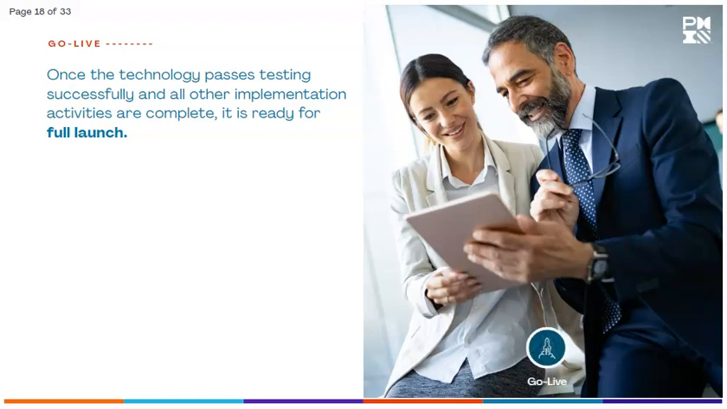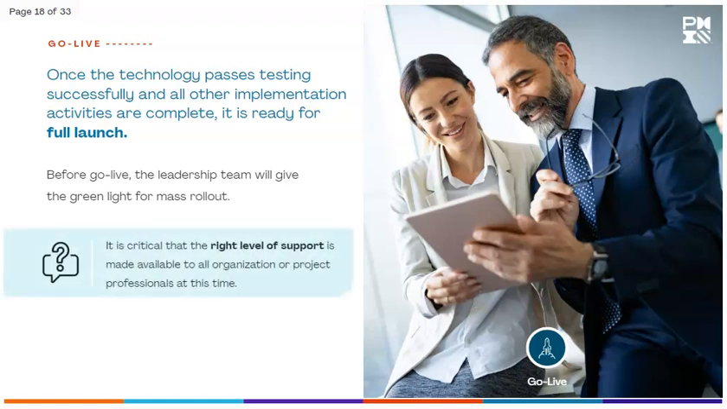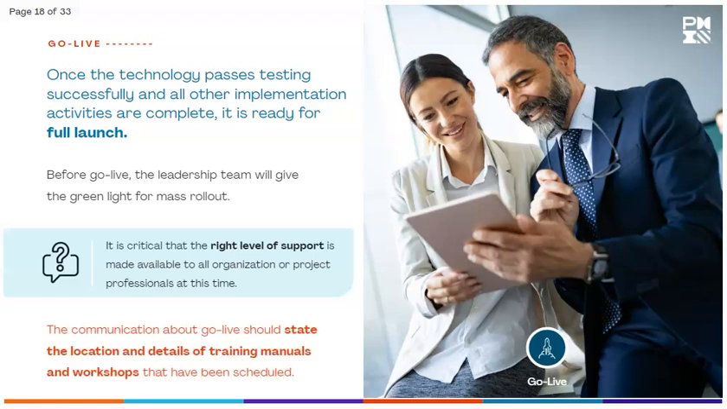Once the technology passes testing successfully and all other implementation activities are complete, it is ready for full launch. Before go live, the leadership team will give the green light for mass rollout. It is critical that the right level of support is made available to all organization or project professionals at this time. The communication about go live should state the location and details of training manuals and workshops that have been scheduled.